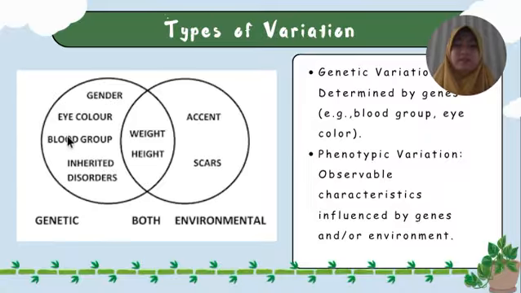These are examples: this is the genetic factor, this is both genetic and environmental factors, and this is the environmental factor. The examples of genetic factors are gender, eye color, blood group, and inherited disorders. Both genetic and environmental are weight and height. And the environmental factors are accent and scars.